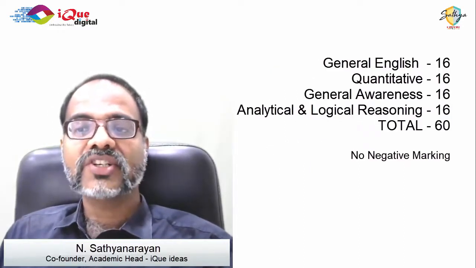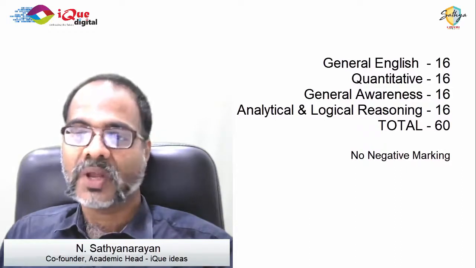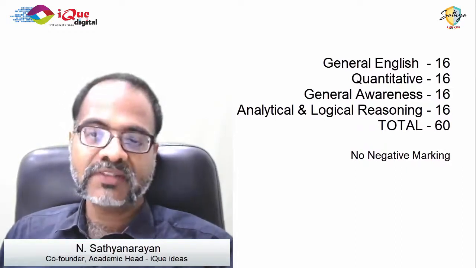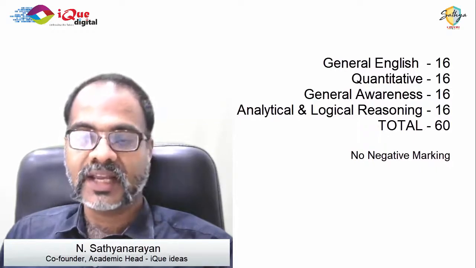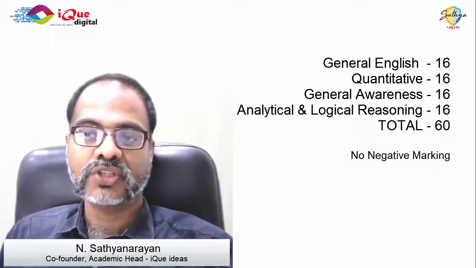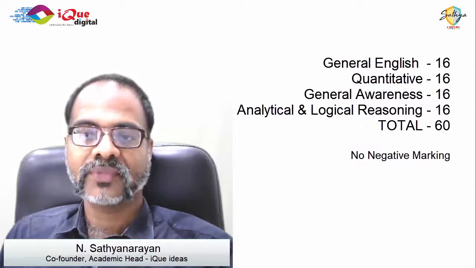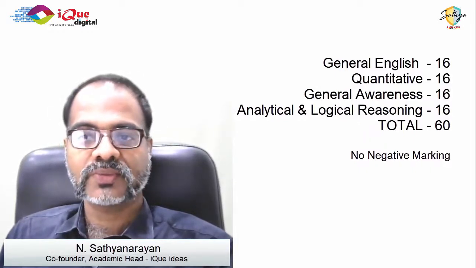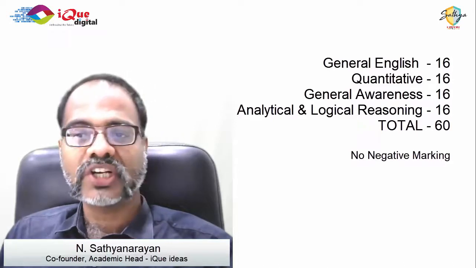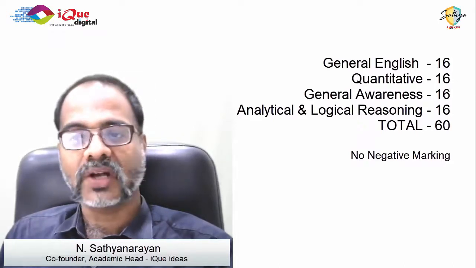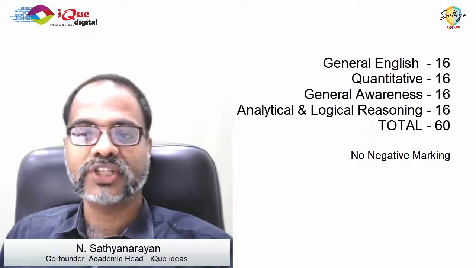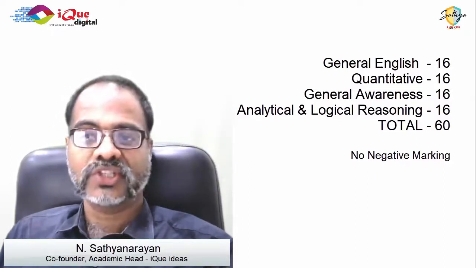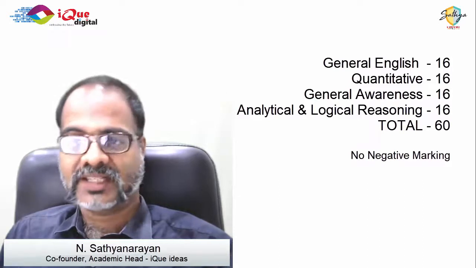The General English section has 16 questions, 1 mark each, so its value is 16 marks. Quantitative section or basic mathematics is again 16 questions, 1 mark each, so a total of 16. General awareness is for 16 marks, 16 questions. And the analytical and logical reasoning section is of 12 marks, 12 questions of 1 mark each. So this brings us to a grand total of 60 questions with 60 minutes.